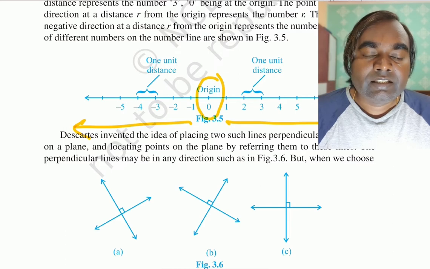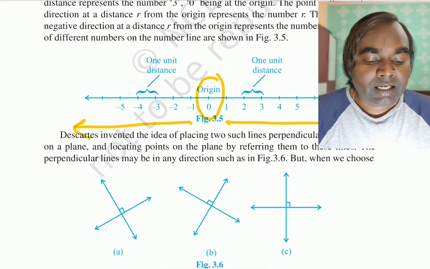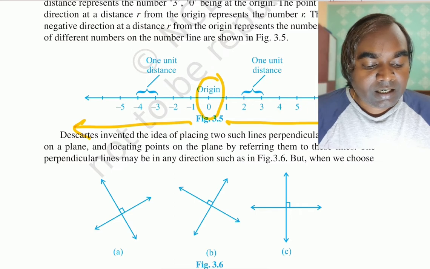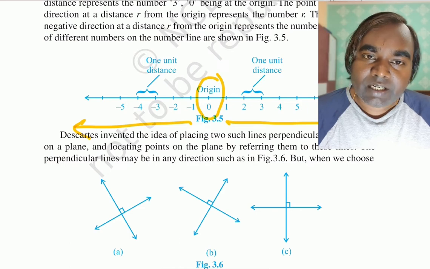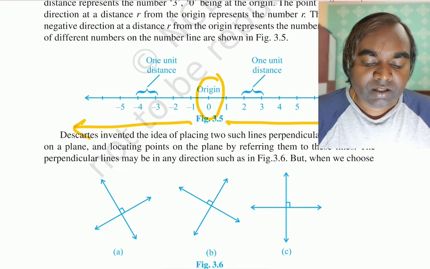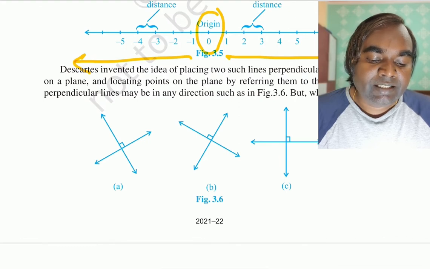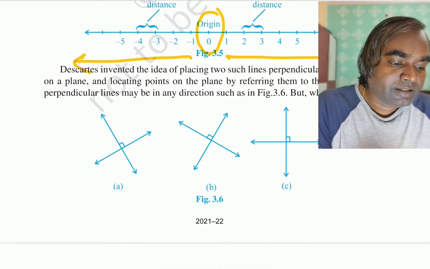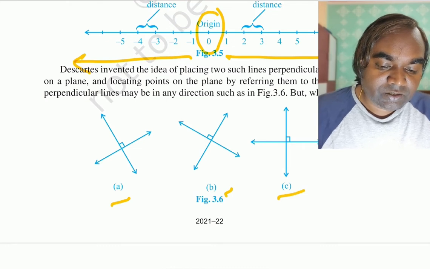So Descartes invented the idea of placing two such number lines perpendicular to each other on a plane, and with the help of these two perpendicular lines you can locate any point in the plane. The perpendicular lines may be in any direction, as you can see in the figures A, B and C.